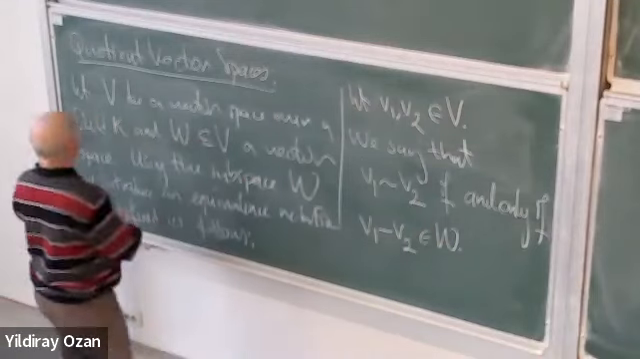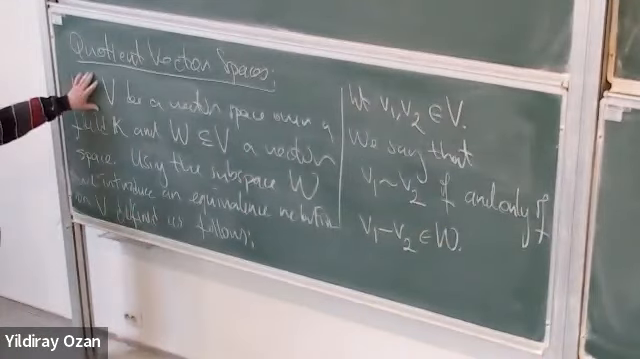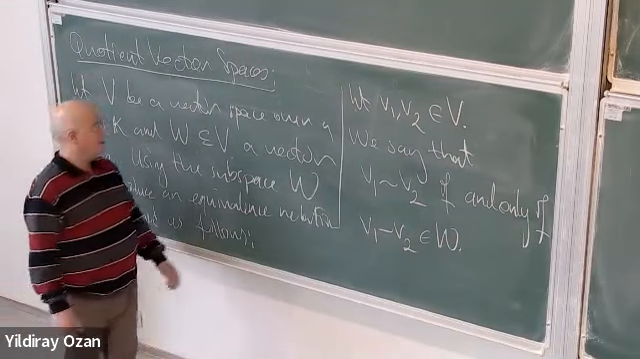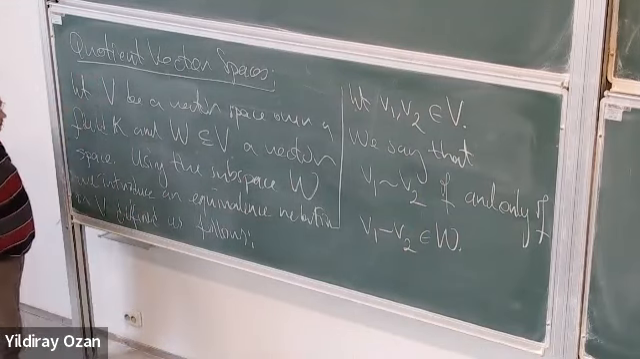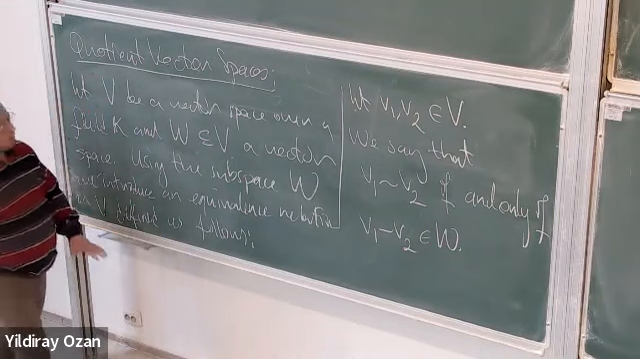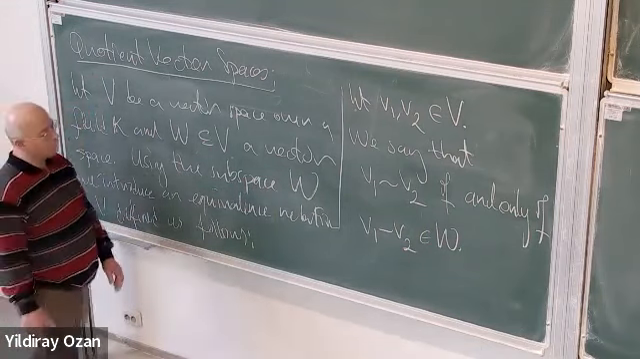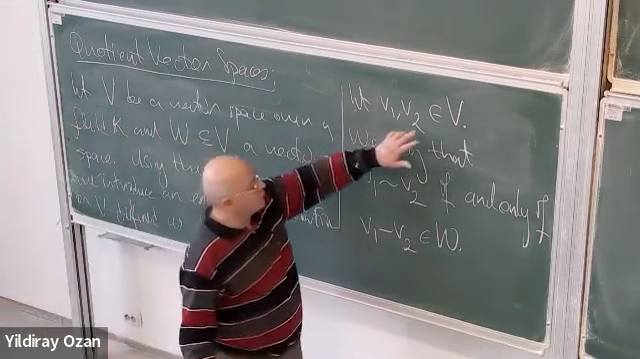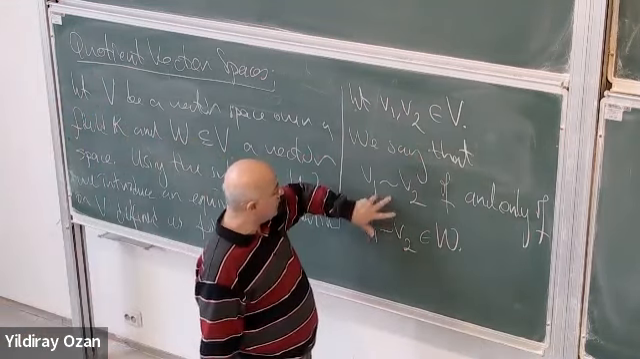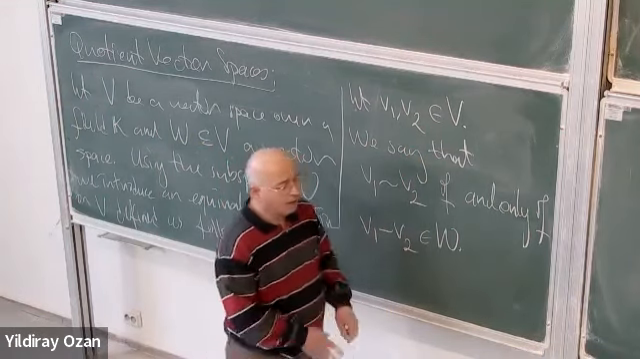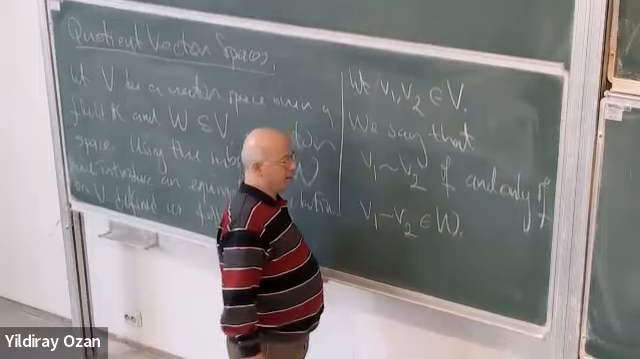We will introduce quotient vector spaces. We have a vector space V over a field F and a subspace of V, which is W. Now, using W, we define an equivalence relation on V as follows. Whenever we have two vectors in V, we say that they are related to each other if the difference is in W.